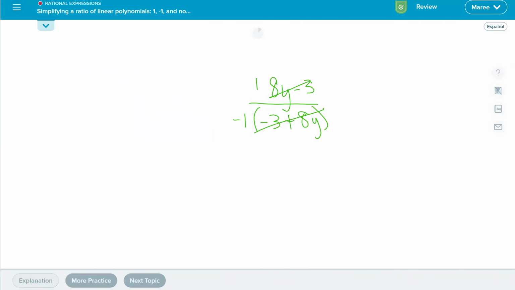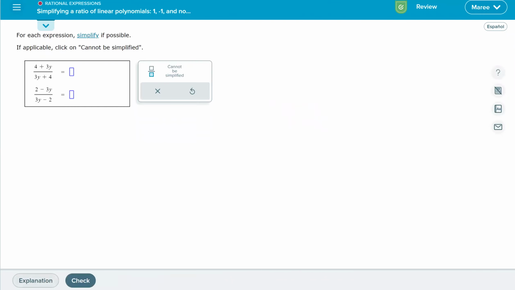All right, so let's look at another one. We have 3y plus 4, and just because they're the different order doesn't mean that they're different. They're actually going to be the same. So this is 1. So they'll cancel each other out, and we'll get 1.